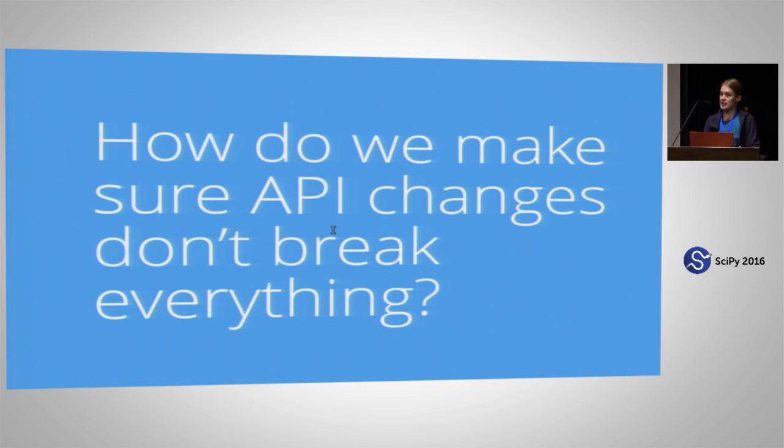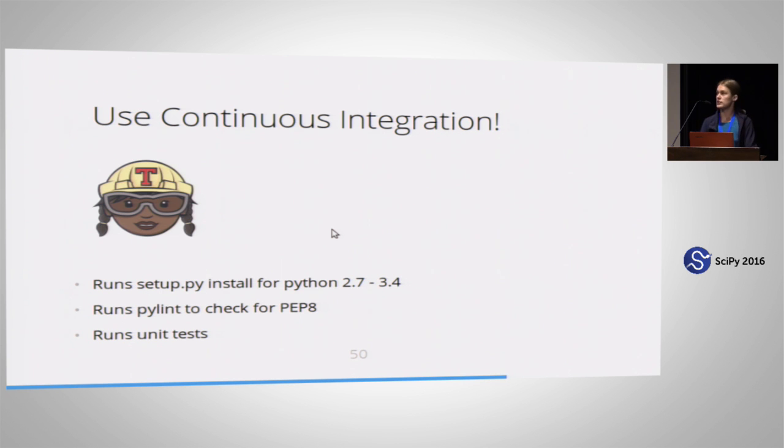All right, so given that I keep changing the API, how do I make sure that API changes don't break everything? The solution is to use continuous integration. I'm using Travis CI, which is free as in beer, but not free as in speech. Anytime I push a commit to the repo, it will run setup.py install for Python 2.7 through 3.4, run Pylint, and run the unit tests.